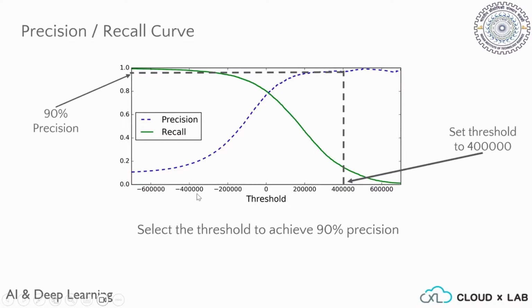And we cannot achieve both high precision and high recall at the same time, right? When precision is very high, then recall is low at that time, and vice versa.